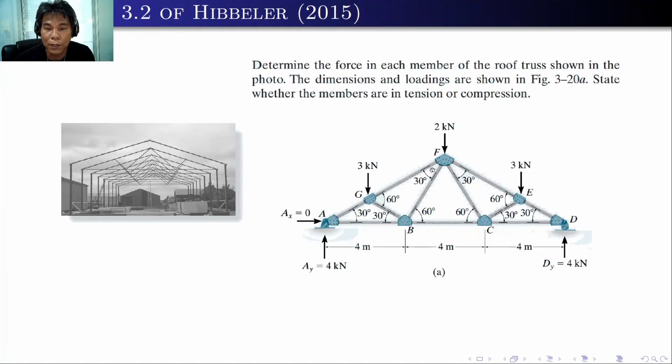You can just use joint F to check your work, because by analyzing joint A, you will be solving for AG and AB. Analyzing joint G, you will be solving for GF and GB, since the load at G is given. And by analyzing at joint B, you will be solving BC and BF. So you are done. And use F to check your work.